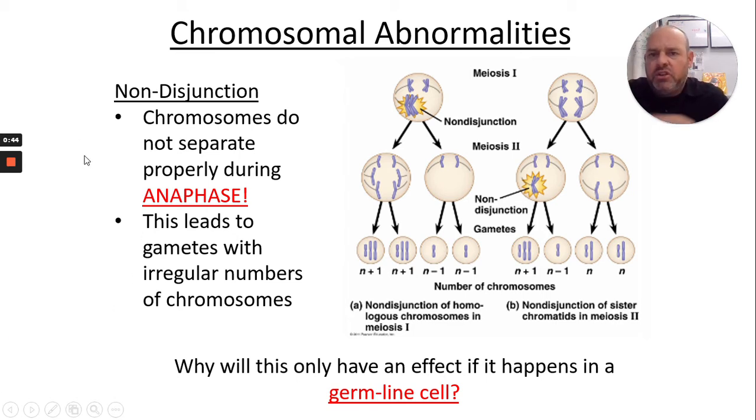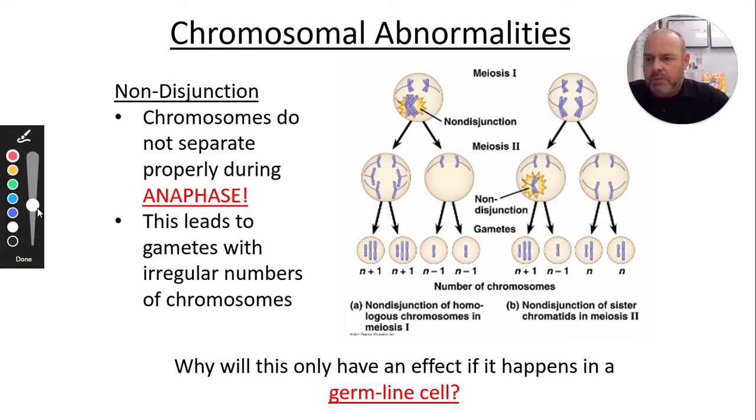So non-disjunction is when the chromosomes are lined up at metaphase, and then they do not get separated properly at anaphase. The numbers of them get shifted a little bit, and they end up with irregular numbers of chromosomes being pulled to the side. So if you look down here, they should get pulled equally. When you have things lined up, they should get pulled equally. So if this is your cell, then they should get pulled like this, where you have this one and this one and this one and this one.